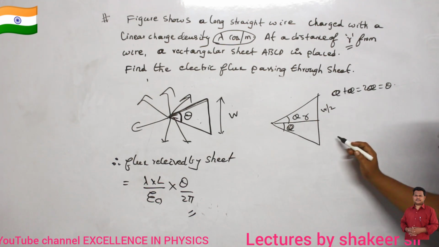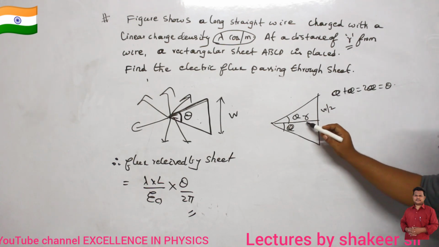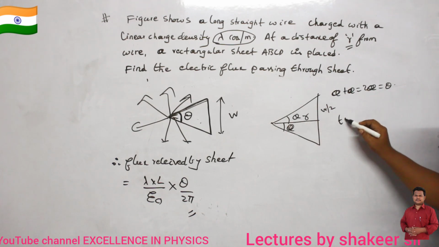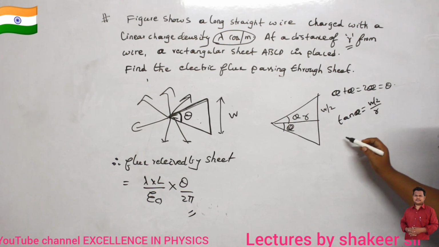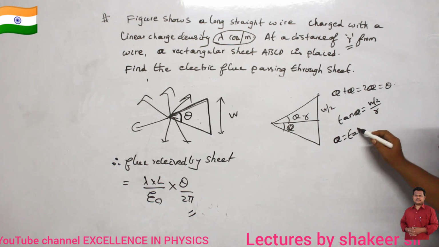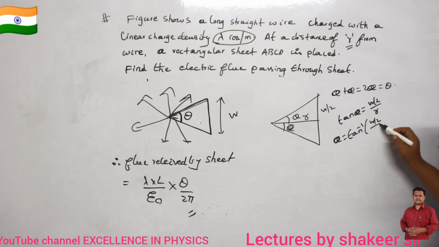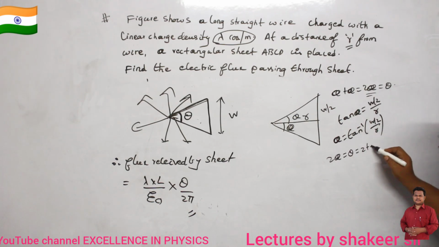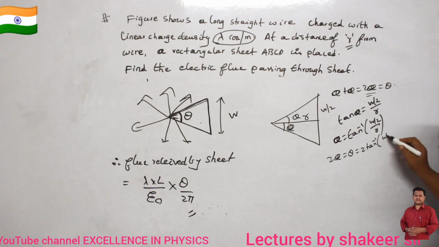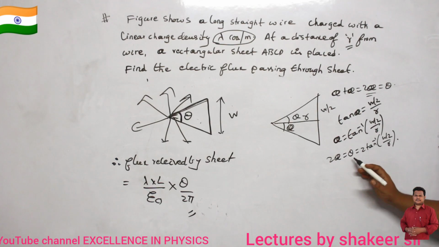So in this right angle triangle, I have the opposite side and the adjacent side. So I can take tan alpha, which is opposite side divided by adjacent side. Therefore alpha is tan inverse of W by 2 divided by R. But I want 2 alpha, so 2 alpha equals theta equals 2 tan inverse of W by 2 divided by R. That's all, so I calculated the theta value.